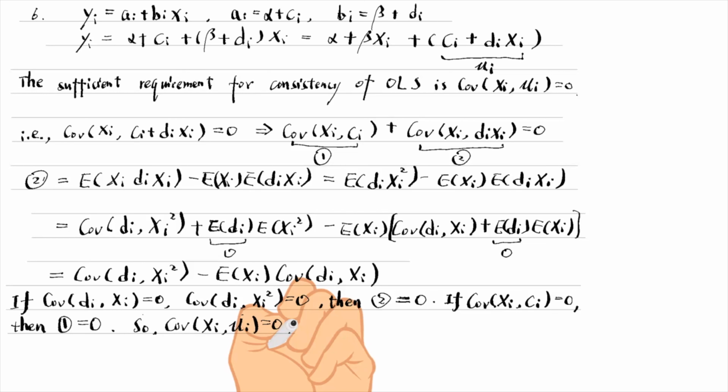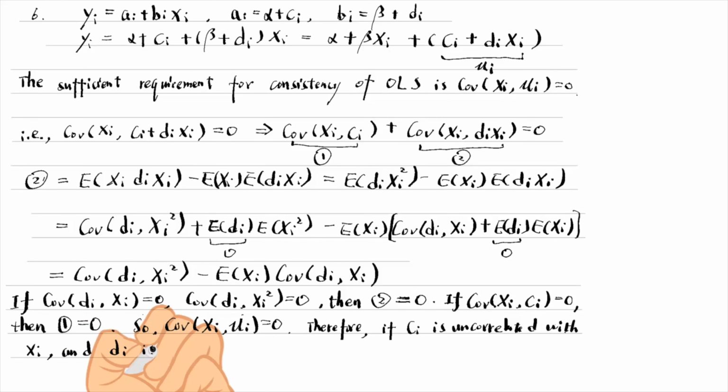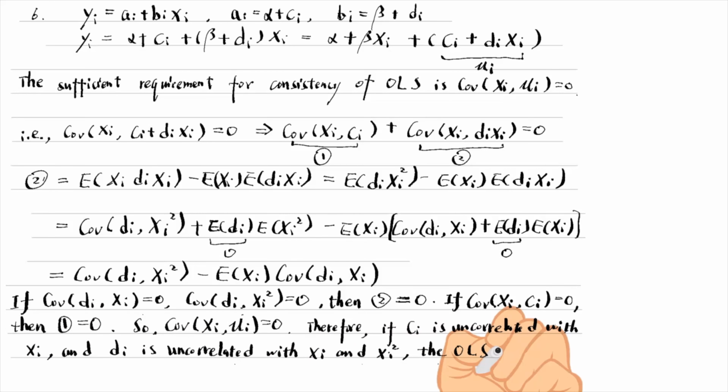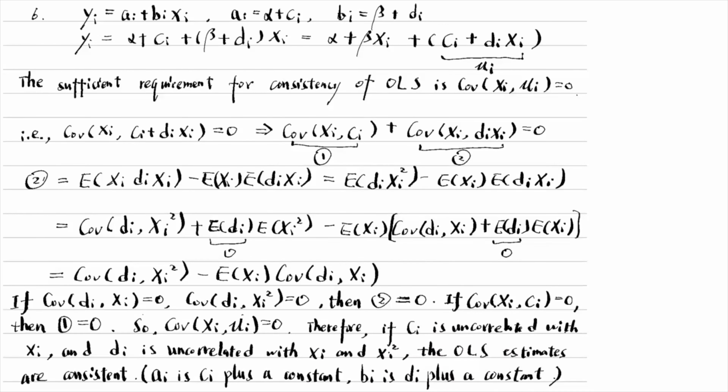In other words, if c_i is uncorrelated with x_i, and d_i is uncorrelated with x_i and x_i squared, the OLS estimates are consistent. Since a_i is c_i plus a constant, and b_i is d_i plus a constant, it is equivalent to say that if a_i is uncorrelated with x_i and b_i is uncorrelated with x_i and x_i squared, the OLS estimates are consistent.